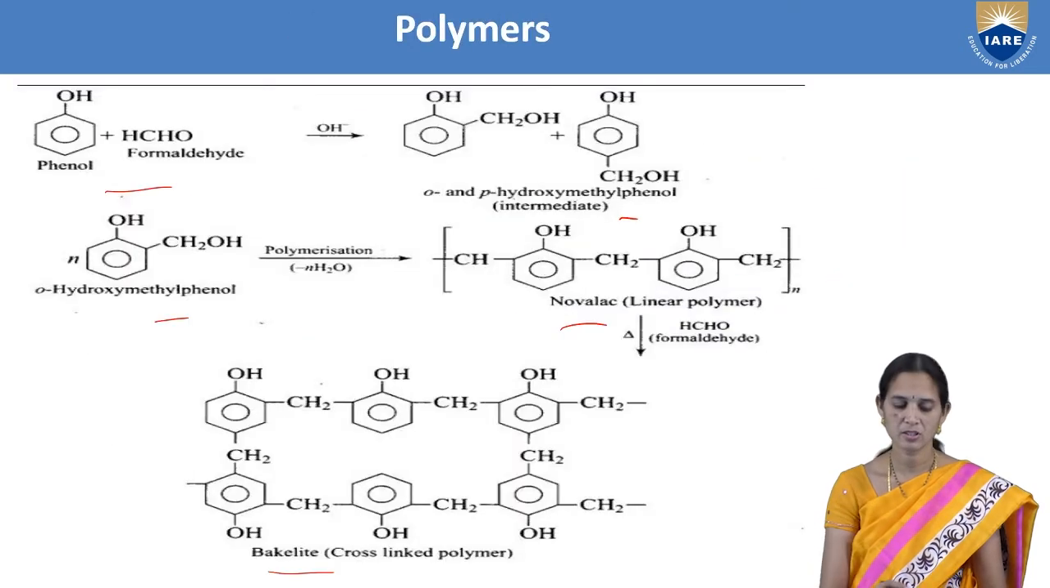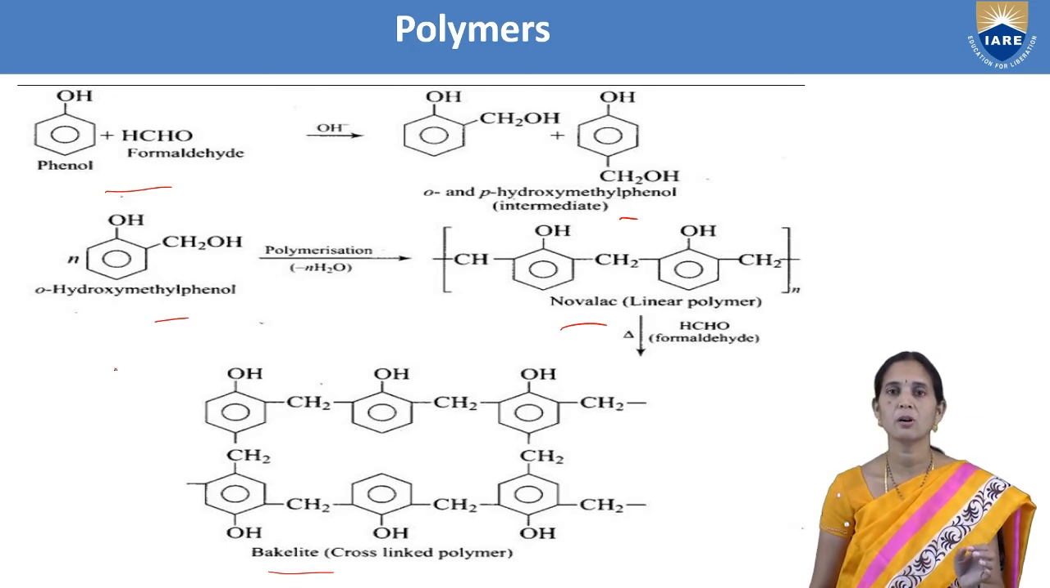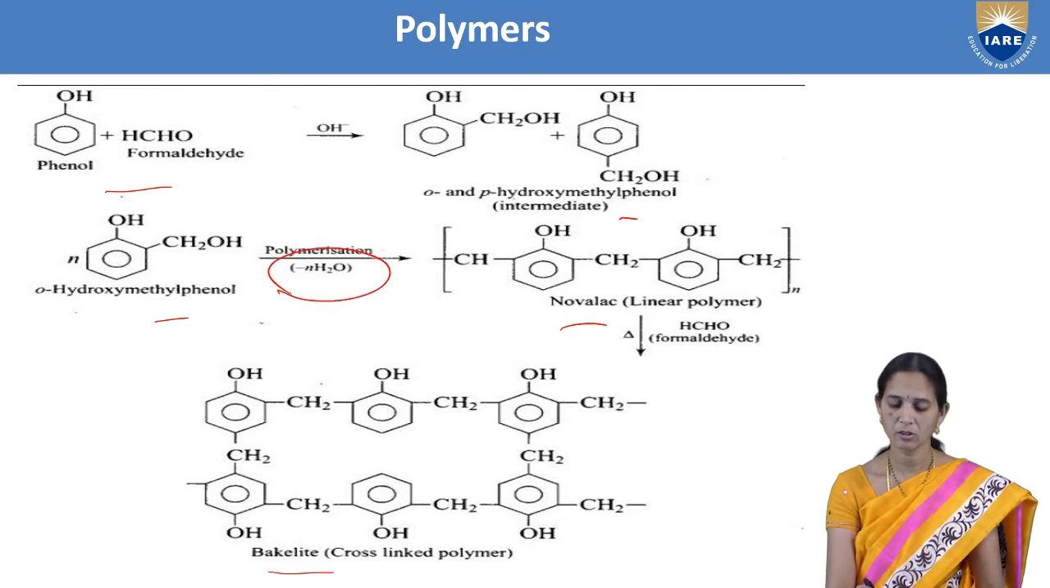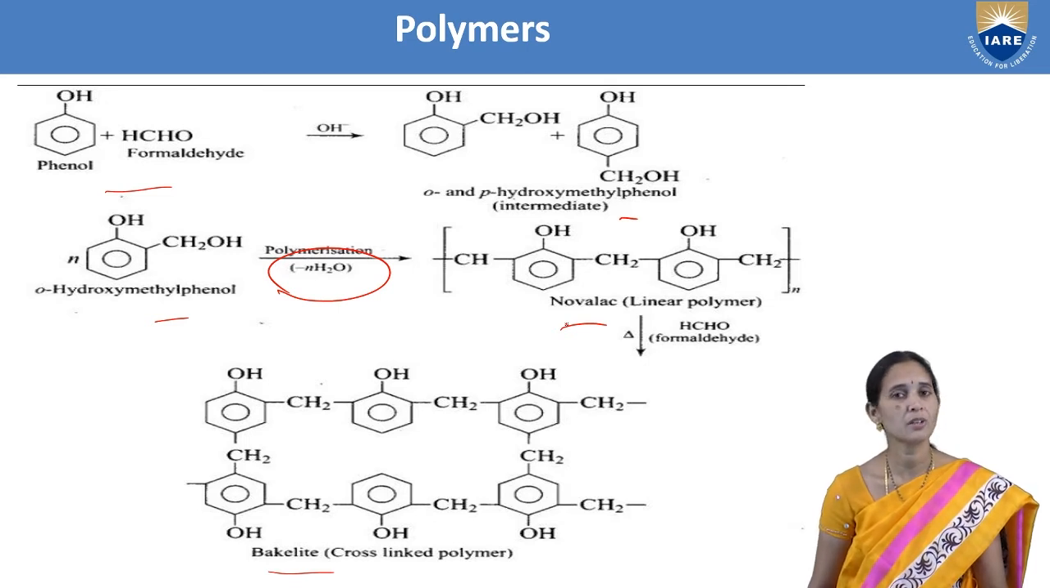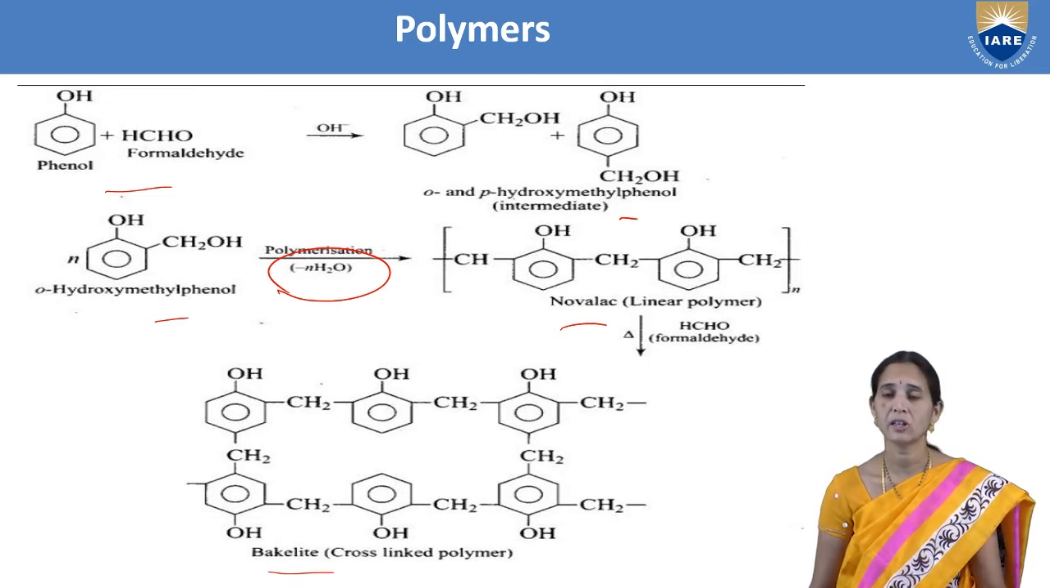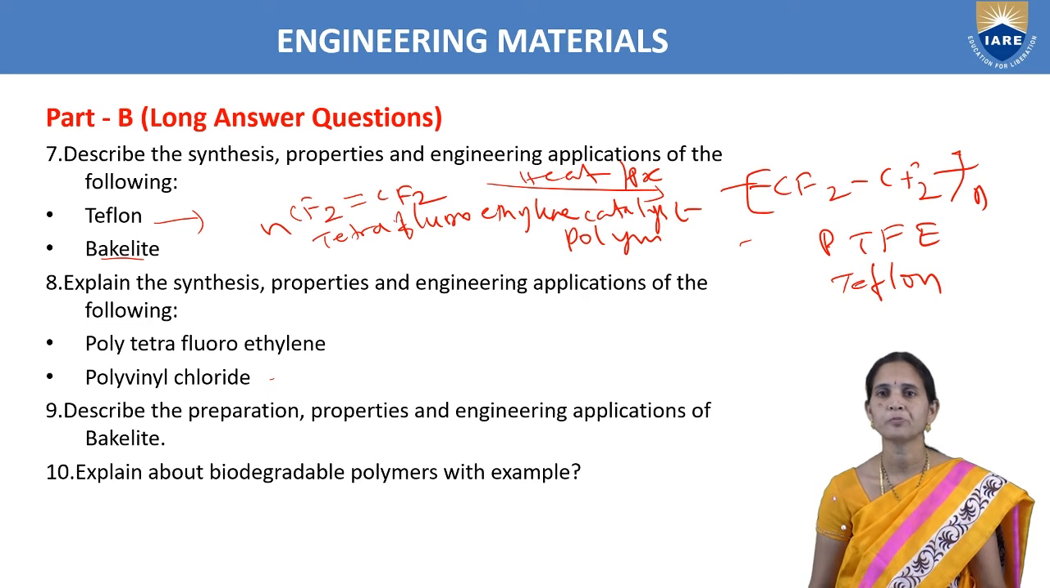Next one, preparation, properties and engineering applications of Bakelite. Already we discussed the preparation. We have to write these steps, preparation of the Bakelite. So first we have to add phenol and formaldehyde. We are mixing two chemicals. We are getting ortho and para hydroxymethyl phenol. So when we are taking this ortho-hydroxymethyl phenol and we are going for polymerization process, removal of water molecule will be taking place. We'll get a Novolac structure. To the Novolac structure, we will add formaldehyde and hexamethylene tetramine, and we go for polymerization process. We'll get here cross-linked polymer Bakelite. So that we have to write.